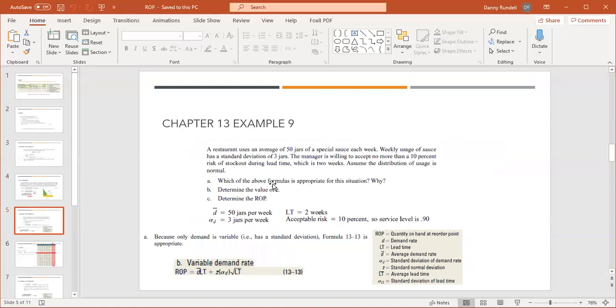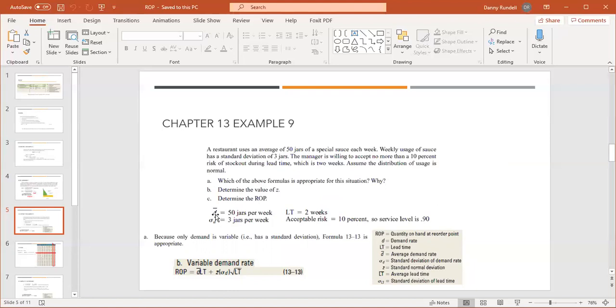In chapter 13, there's example 9. A restaurant uses an average of 50 jars of special sauce each week. Weekly usage of sauce has a standard deviation of 3 jars. So that should clue you in that there's a variability in the demand. The manager is willing to accept no more than a 10% risk of stock out during lead time, which is 2 weeks. Assume the distribution of usage is normal. A, which of the above formulas is appropriate for this situation and why? B, determine the value of Z, that's this part in the equation, and then determine the reorder point, okay?